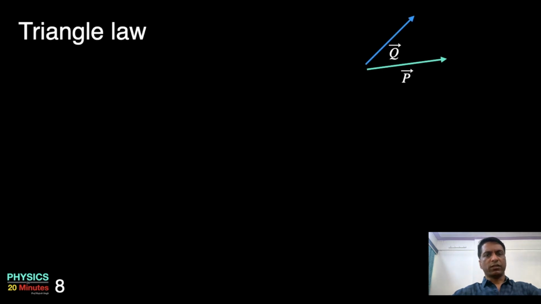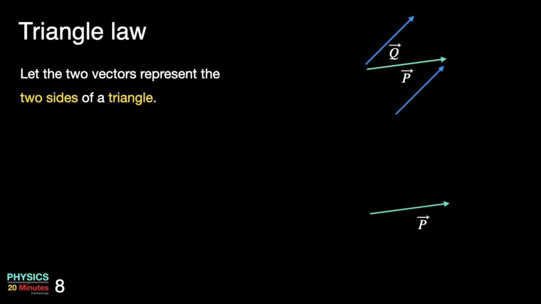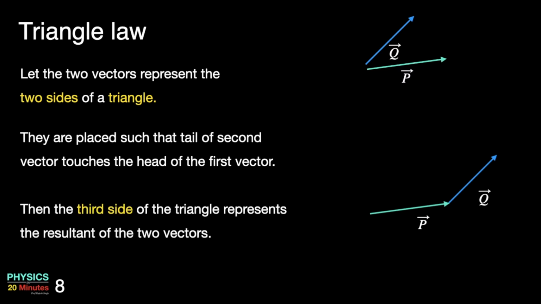So, let's try to understand triangle law of vector addition. We have two vectors P and Q. We want to find out their resultant vector. Let the two vectors represent the two sides of a triangle. So we translate the two vectors in a way that they form two sides of the triangle. We have kept them in order such that the tail of Q touches the head of P. Now if you draw a third vector as the third side of the triangle, then it represents the resultant of the two vectors. So here is my resultant vector R, and it is given as vector R is equal to vector P plus vector Q.